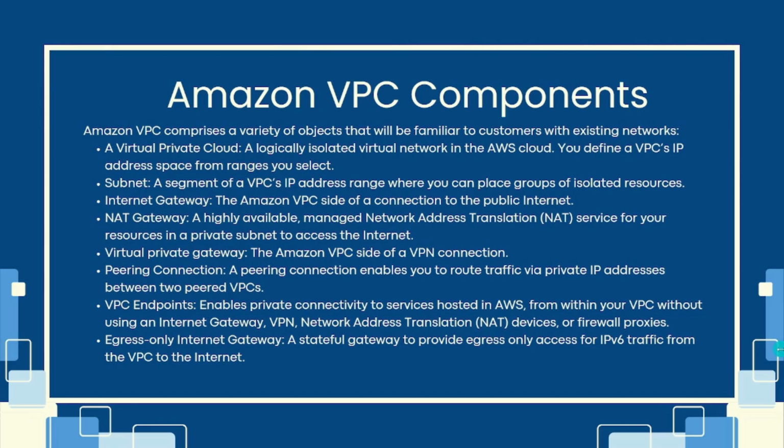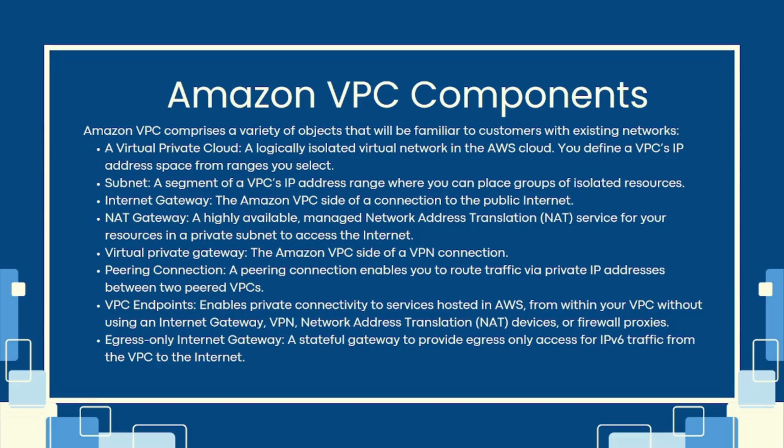Let's understand various Amazon VPC components. VPC, as we already know, is a logically isolated virtual network in the AWS cloud. You can define the VPC's IP address range from whatever you select. A subnet is a segment of the VPC's IP address range where you can place groups of isolated resources. We can put EC2 instances, RDS, and various other AWS services inside the subnet.